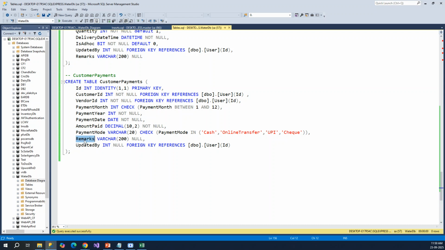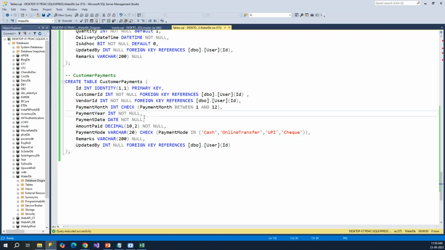Remarks, any remarks, if the vendor wants to place down for the customer, and then updated by you. Mostly this will be the helper or driver ID, because they go to the customer's home and deliver the water bottles, right. So again, here also we have kept it month and year wise, right. Why? Because again, we want to have the monthly detail of the payments done.